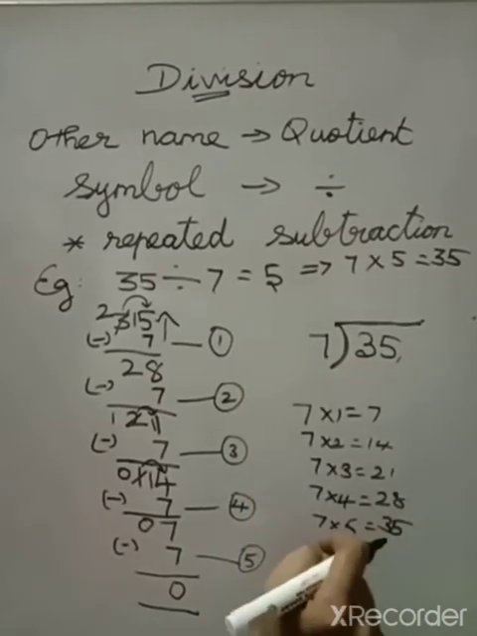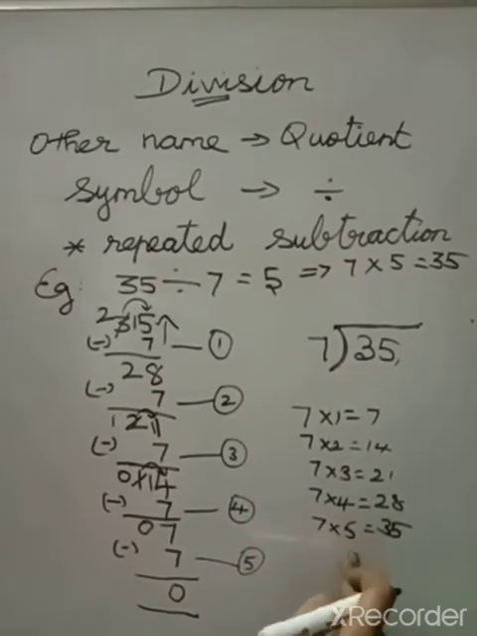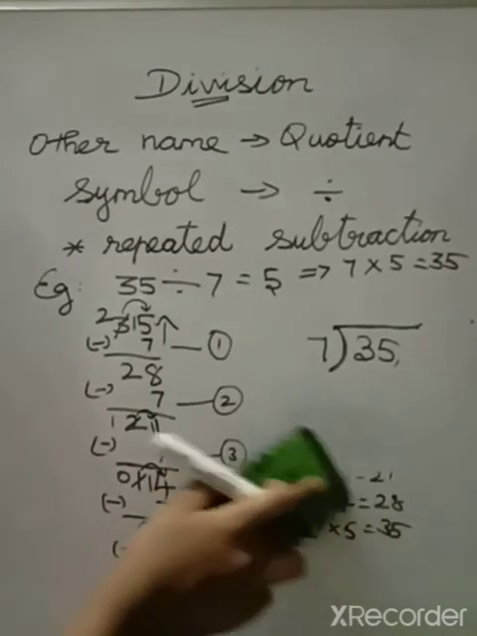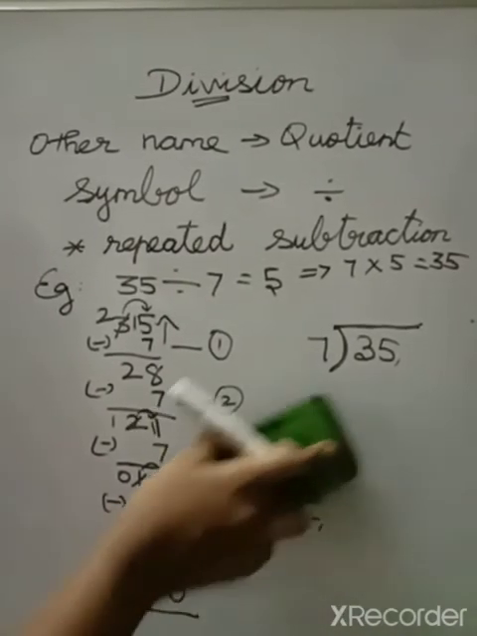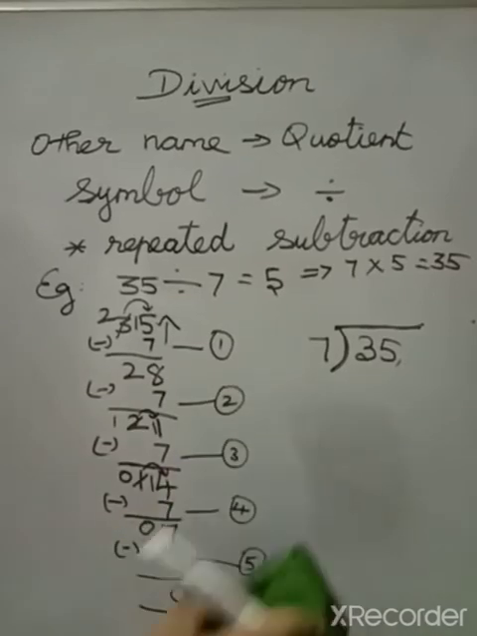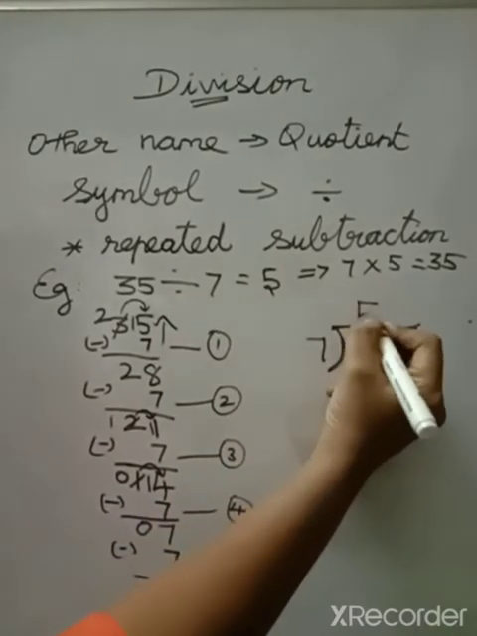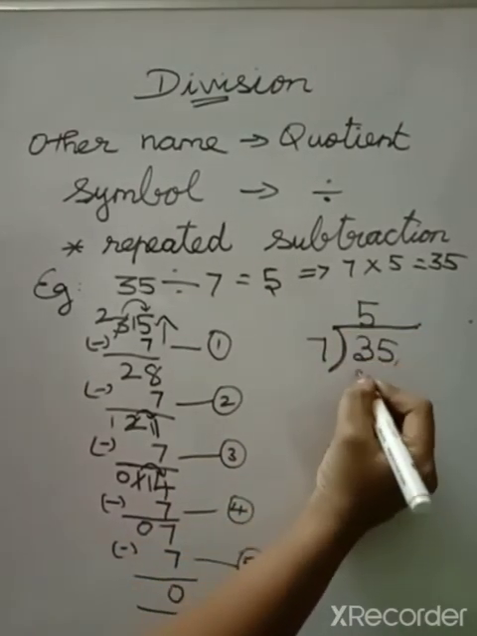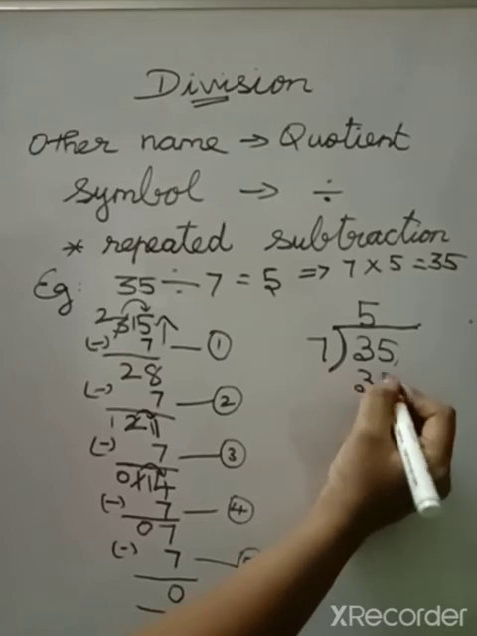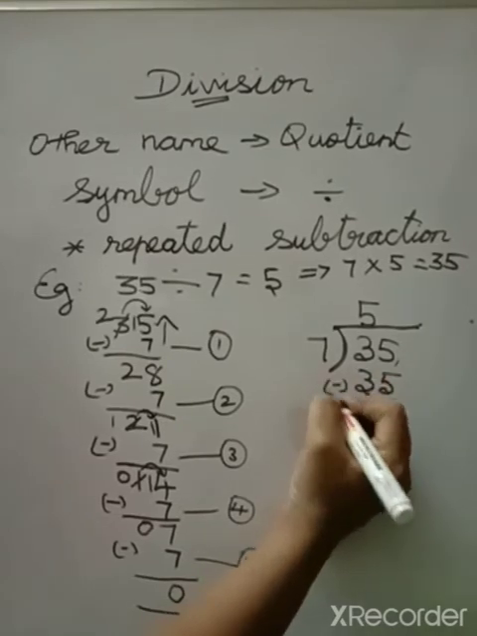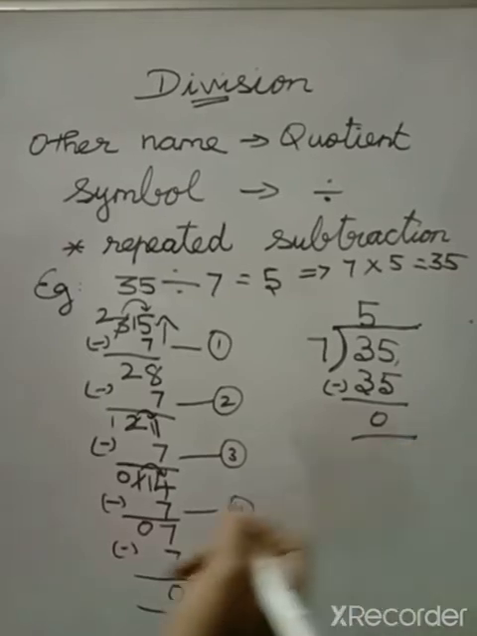So 35, 7th table, how many times? 5 times, isn't it? So the 5 is the answer. Now what you have to do? Write the answer above the line. 5. So 7 5s are 35. You have to write the answer below also. And after writing, you have to subtract.